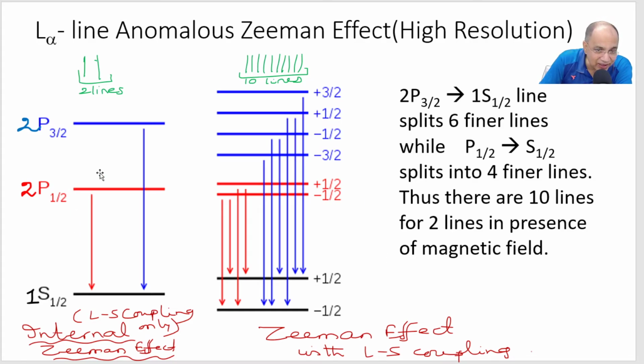And this other line now has 4 lines. This has now 2 states, this has now 2 states, all the 4 are allowed. So these 4 allowed transitions and these 6 allowed transitions, there will be altogether 10 lines. Can you believe that it was 2 lines, a doublet under simple high resolution spectrometry, no field, no Zeeman, but here there will be 10 lines.